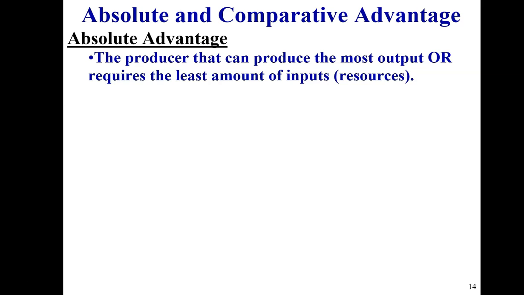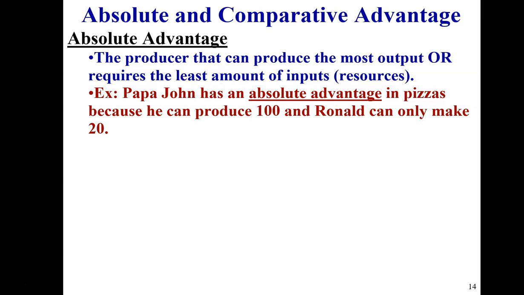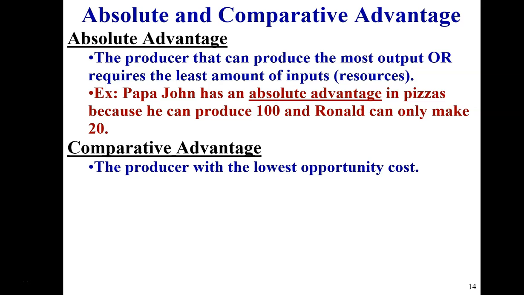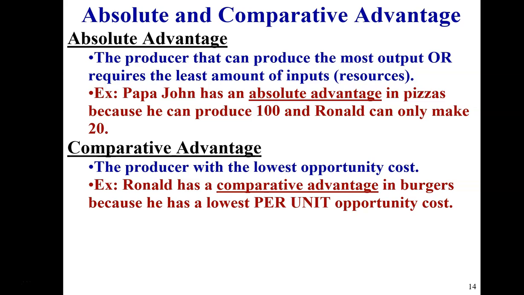Absolute advantage means the producer that can produce the most output or requires the least amount of inputs or resources. Papa John has an absolute advantage in pizzas because he can produce 100 and Ronald can only make 20. Comparative advantage is the producer with the lowest opportunity costs. Ronald has a comparative advantage in burgers because he has the lowest per unit opportunity cost.